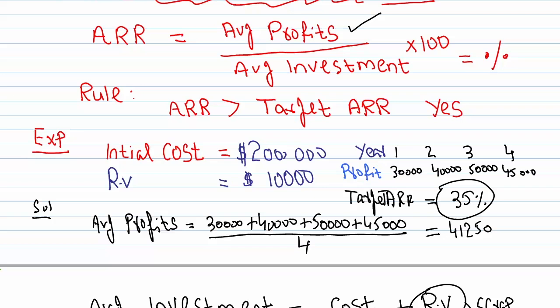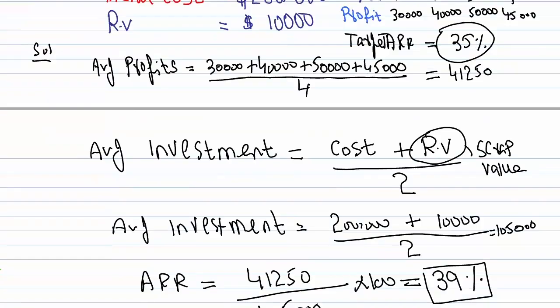And to get the average investment, we will take cost plus residual value. We will not deduct the residual value. We will add the residual value and divide it by 2, and we will get the average investment. And then average profits divided by average investment, you get the accounting rate of return. And that accounting rate of return is greater than the target set by the company. So company should accept this project according to accounting rate of return. That is ROI, that is accounting rate of return, and that is how we use this method to calculate the ROI or accounting rate of return. Okay.